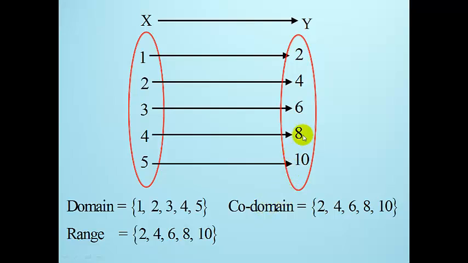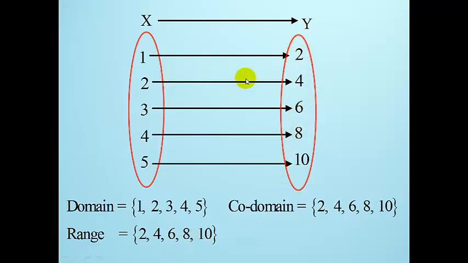Now, the elements of the set Y are what we call the codomain. So the codomain equals 2, 4, 6, 8, 10. Now the range is equal to 2, 4, 6, 8, 10. The range are the images in Y.